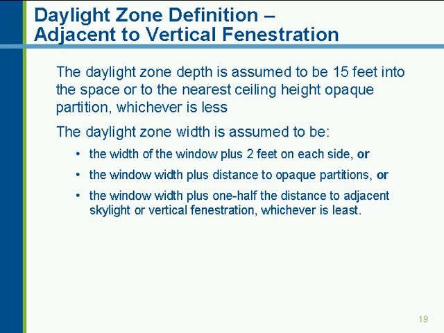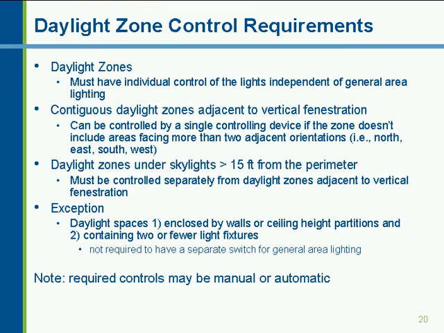the vertical fenestration windows, or to the nearest ceiling height opaque partition, which of course would block the light, whichever is less. The width is then going to be the width of the window plus 2 feet on either side, or the width of the window plus the distance to, again, an opaque partition, or the width of the window plus half the distance to the next daylight area or area with skylight or vertical fenestration, whichever is least. So that defines the 2 daylight zones, one for skylight, one for vertical fenestration.